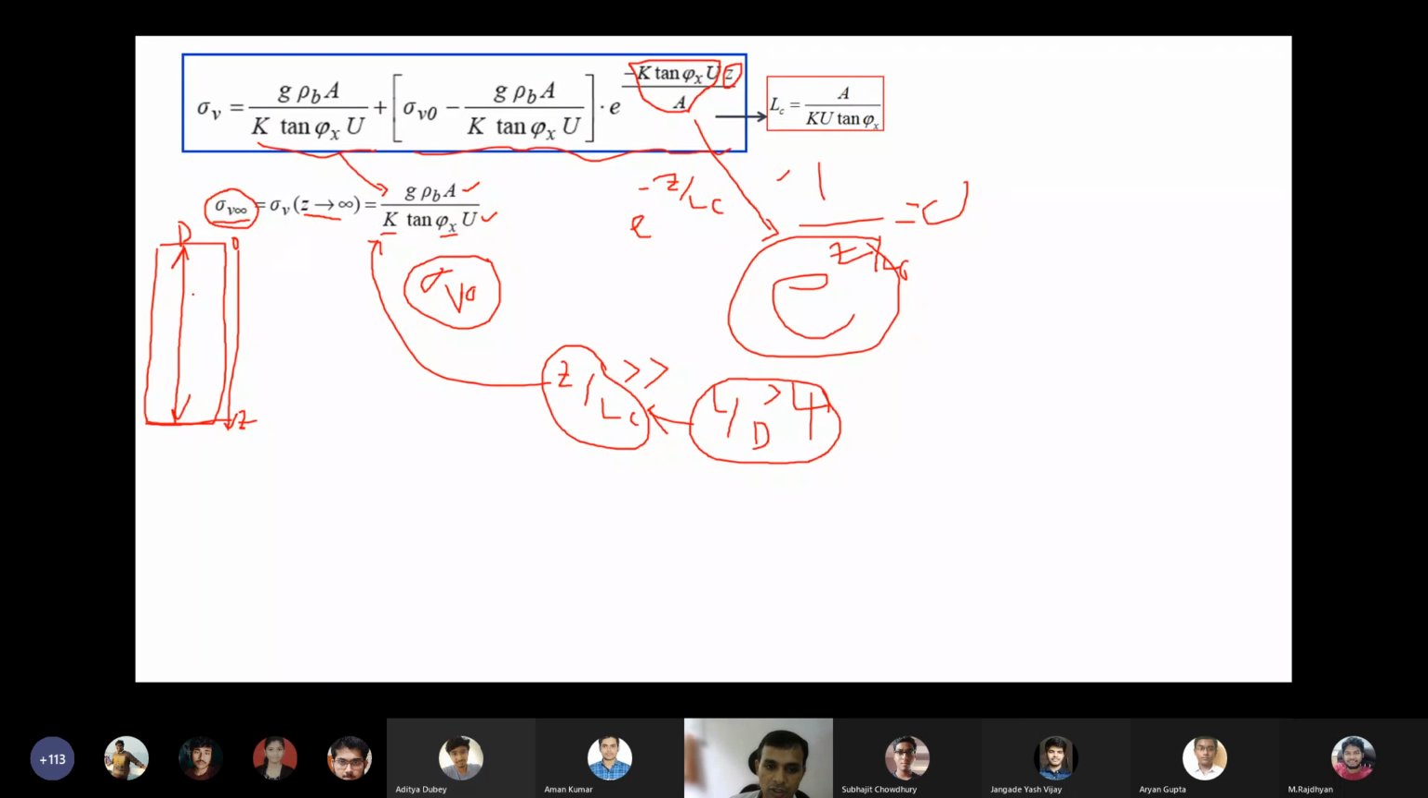This is called the aspect ratio. Whenever you have a cylinder, the L by D ratio is called the aspect ratio. If L by D is greater than 4, the stress acting at the bottom of the silo is independent of the initial vertical load. There is no load term at all. It is only powder flow parameters.